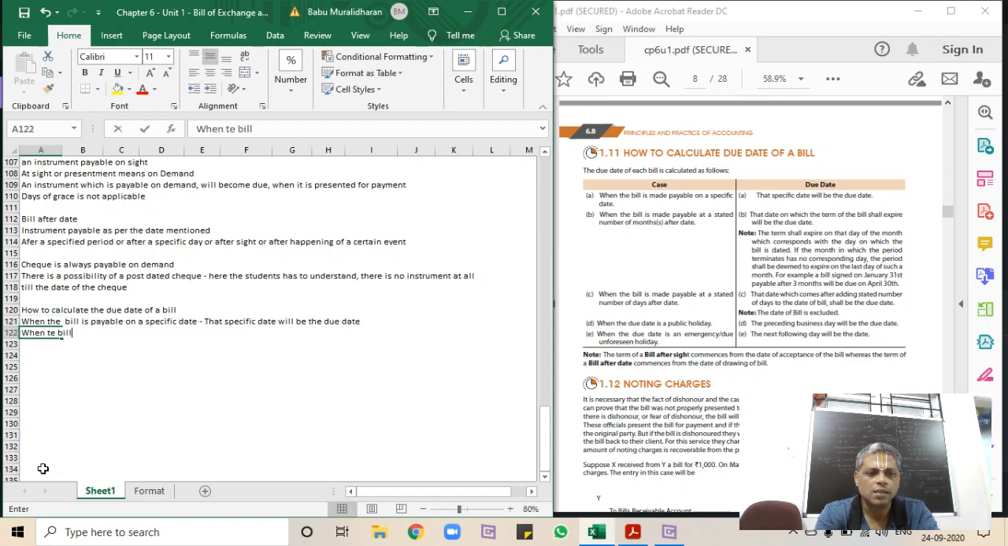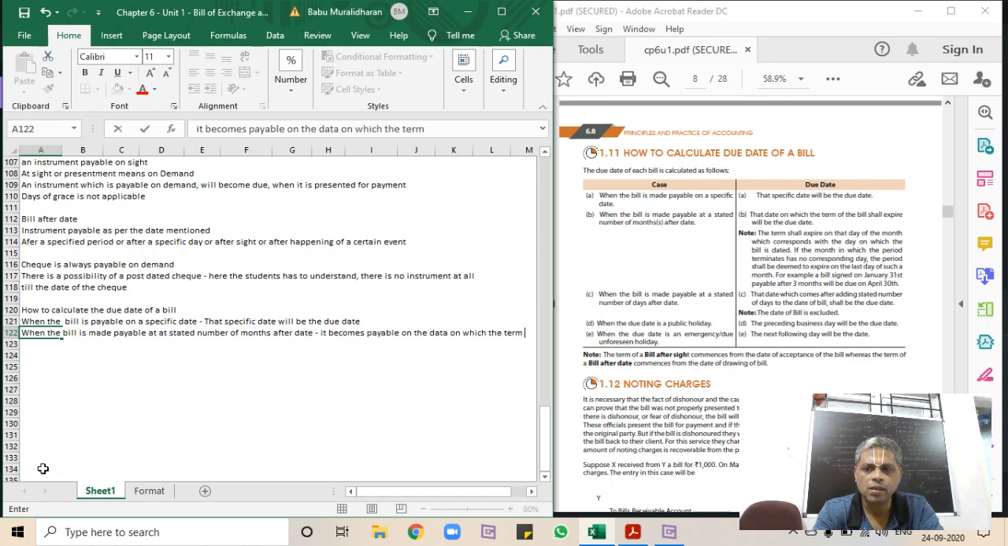When the bill is made payable at a stated number of months after date, it becomes payable on the date on which the term of the bill shall expire, which will be the due date.